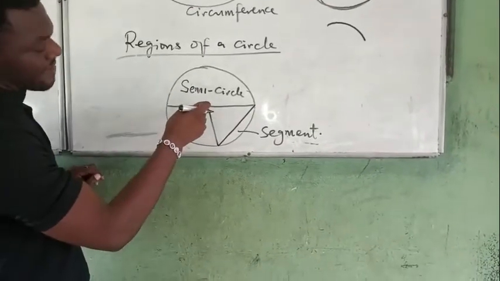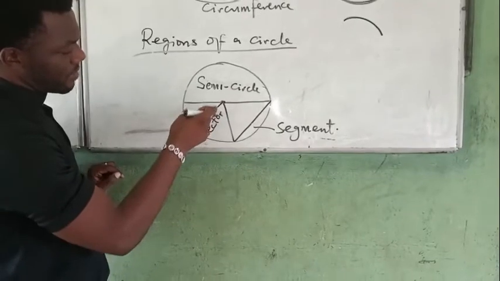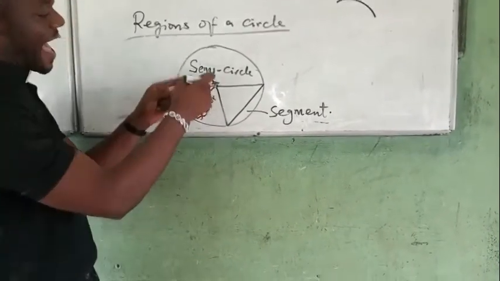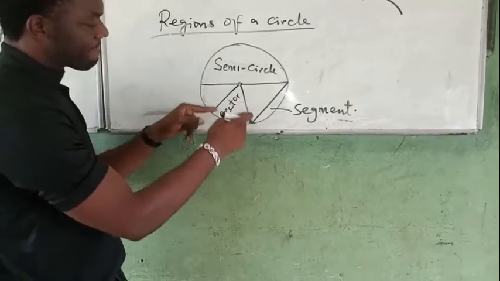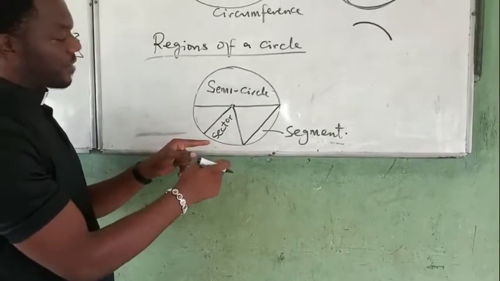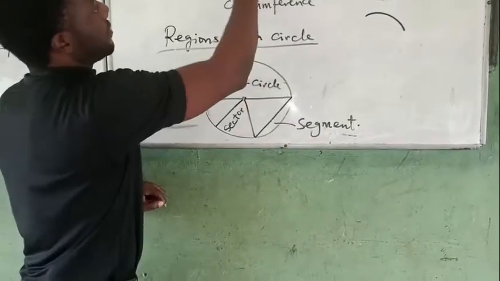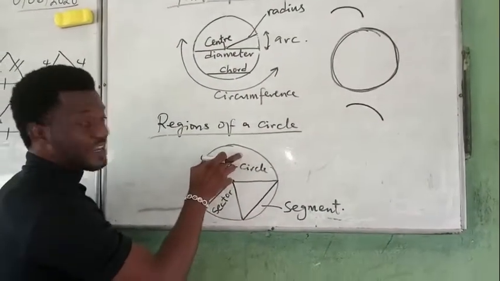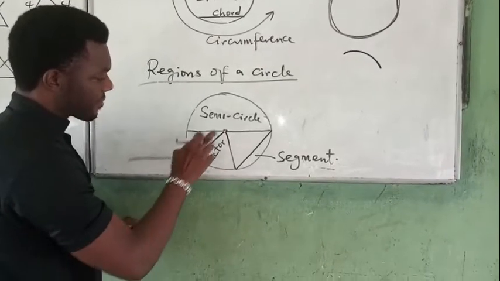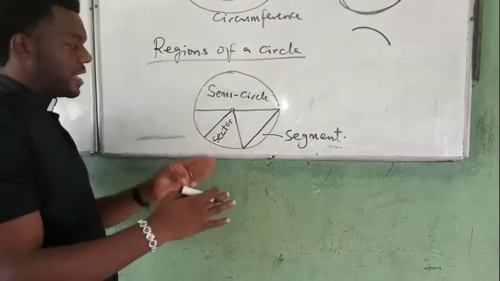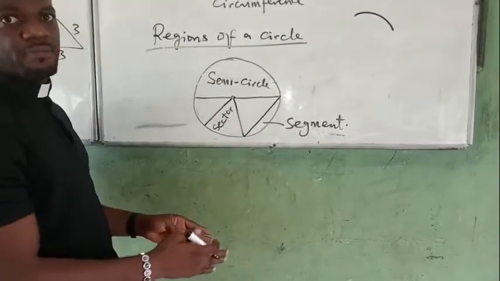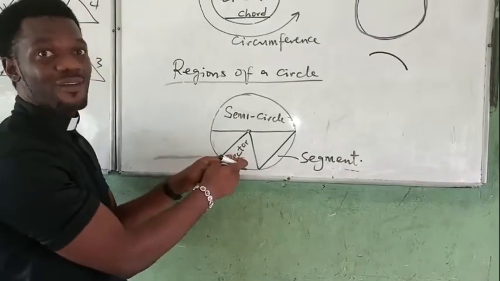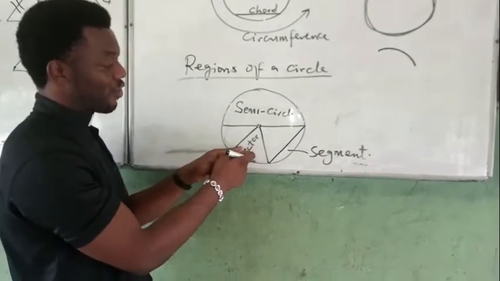Now, from that half, this is a radius, and this is another radius. So, the area covered by 2 radii of the circle is called the sector. You can call this the sector, the area. The whole of this area is the semicircle. The area between 2 radii is called the sector. So this is a region. This we call the sector.